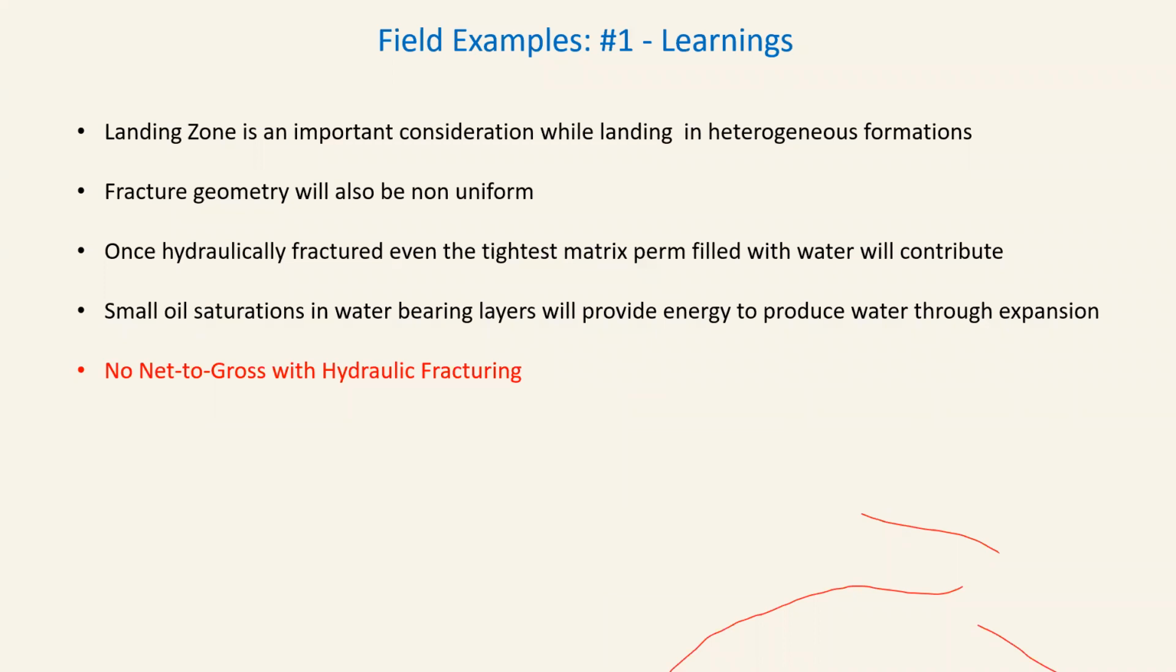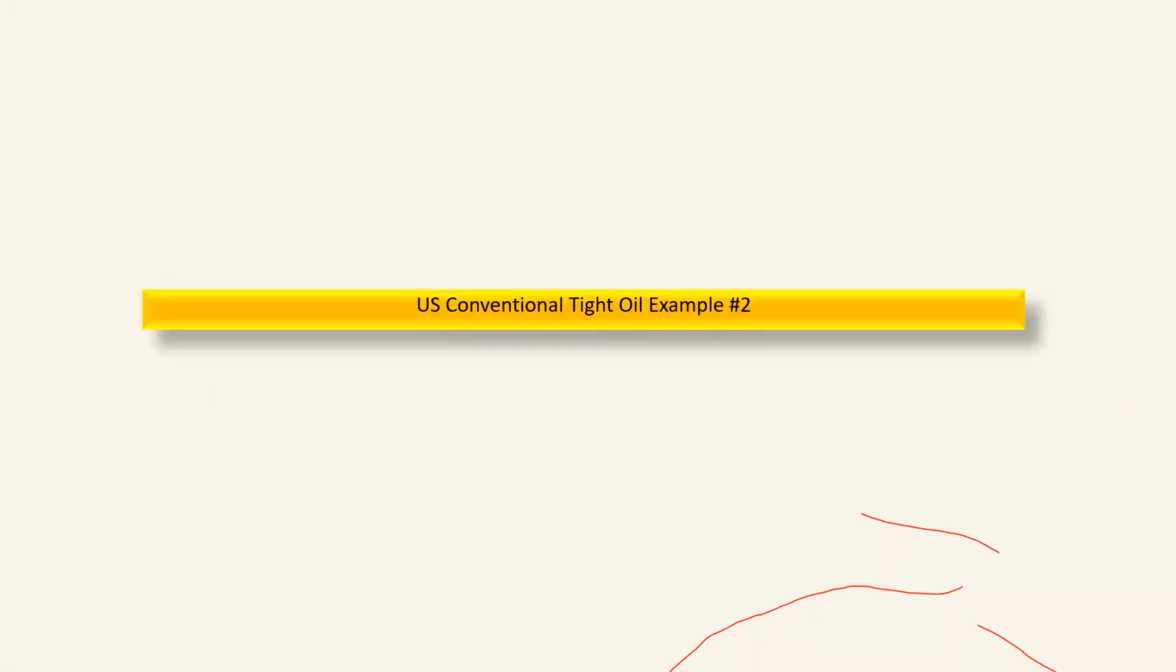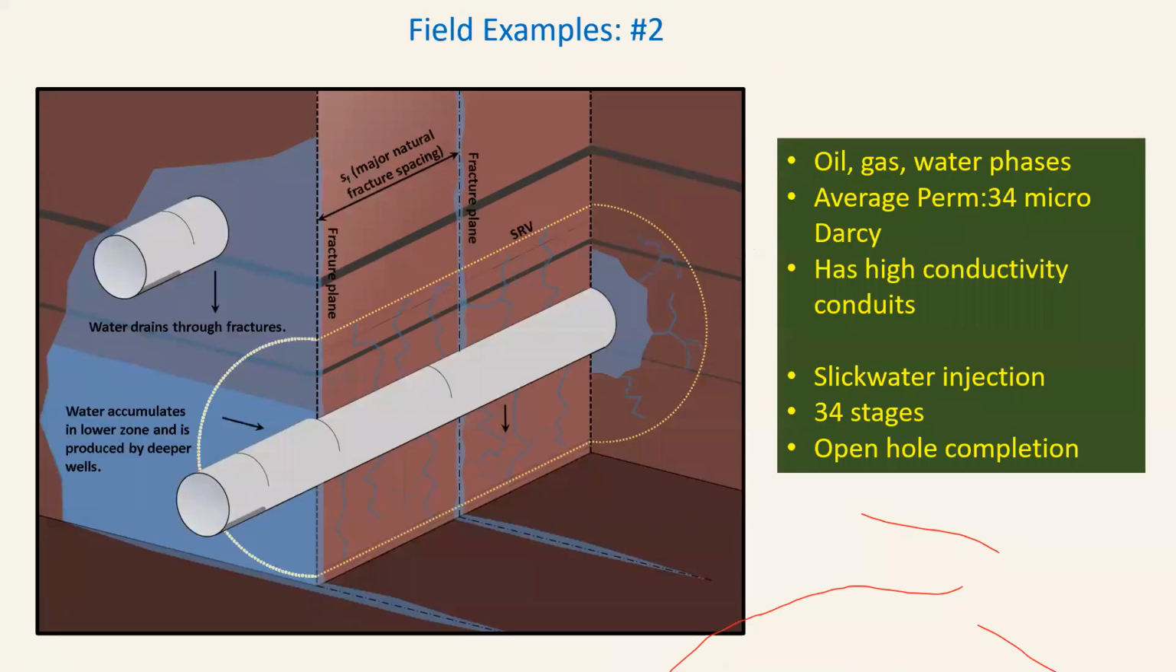Not only is it going to be produced, but because these water bearing zones have a small amount of oil in them, 10 to 20% oil saturation, that oil will expand and it will flood more water into your wellbore. So you have to be careful about where you land your zone. And you have to be careful of what you hydraulically fracture into, because if you hydraulically fracture into water, you will get that water.